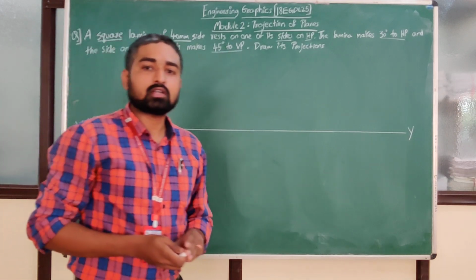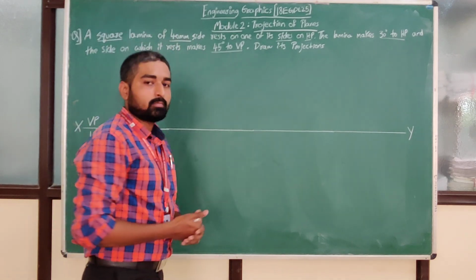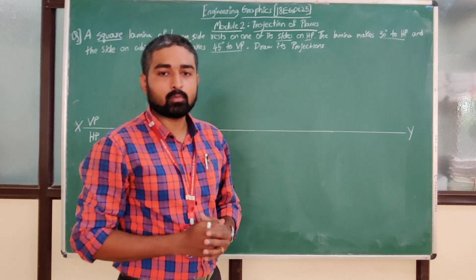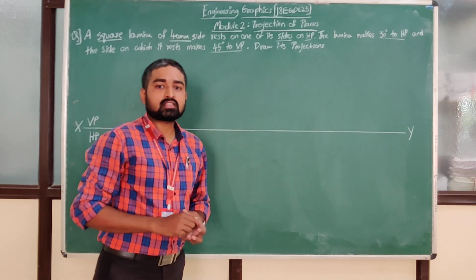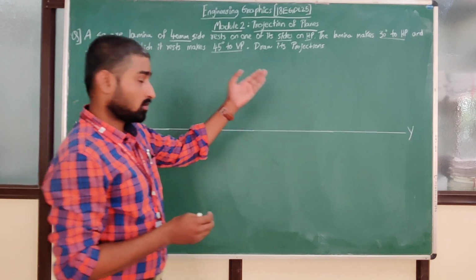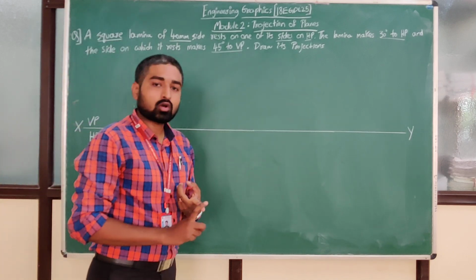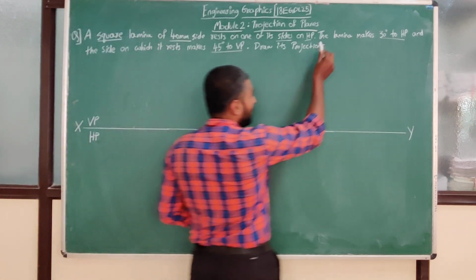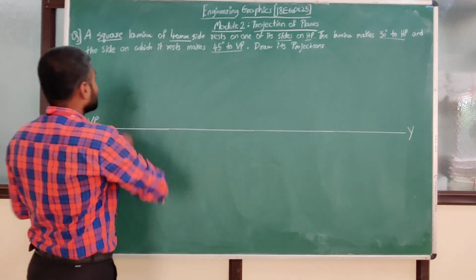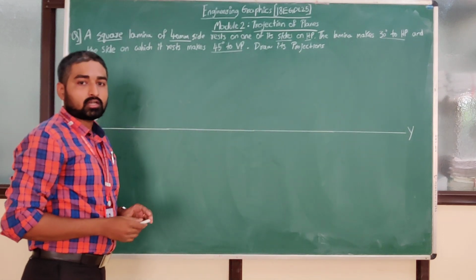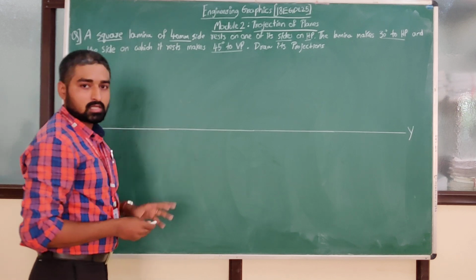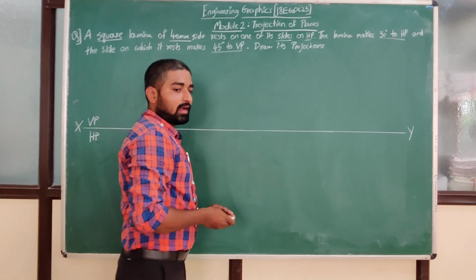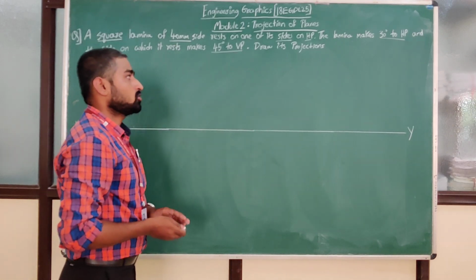Now we have to understand whether this problem is a simple problem or a locus problem. There are two categories in every problem of the projection of planes: with locus or without locus. In this question, the lamina makes 30 degree to HP and the side on which it rests makes 45 degree to VP. So this is a simple problem, not a locus problem. Let us start with the problem and try to draw the lamina.